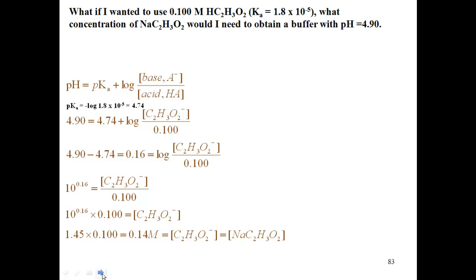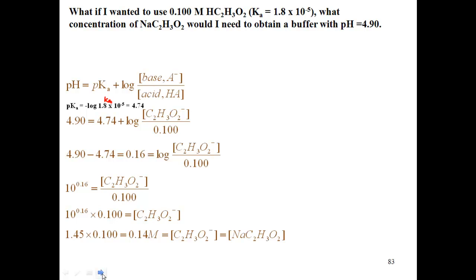So I'll plug into the Henderson-Hasselbalch equation. pH is equal to pKa plus the log of the concentration of my base divided by the concentration of my acid. Remember that pKa is equal to the negative log of Ka. This being Ka, 1.8 times 10 to the negative fifth, which is 4.74. So I get 4.90 equals 4.74 plus the log of my concentration of acetate divided by my 0.1, which is my concentration of acid.